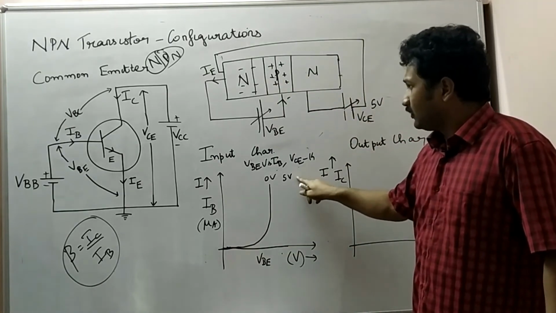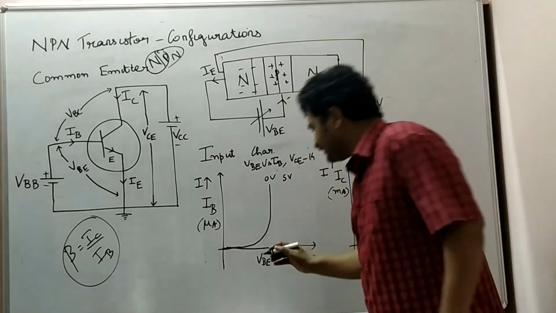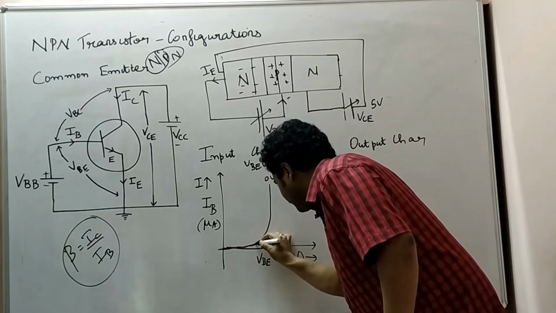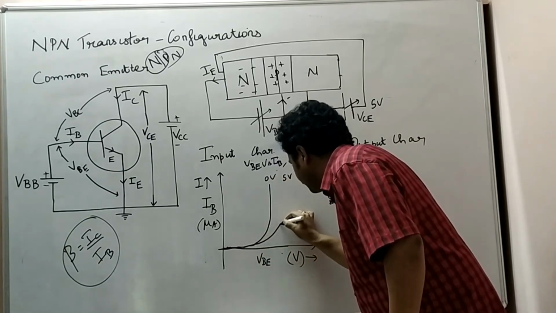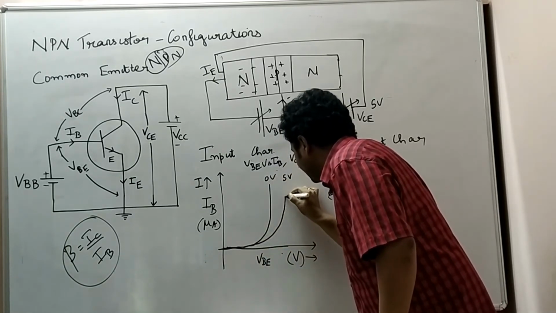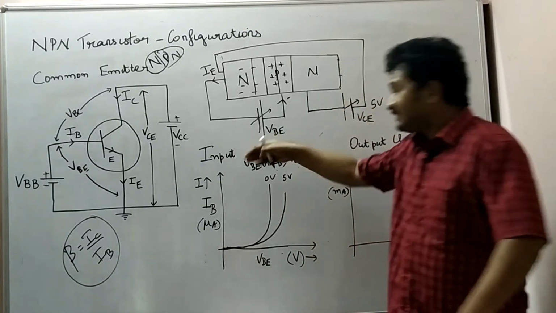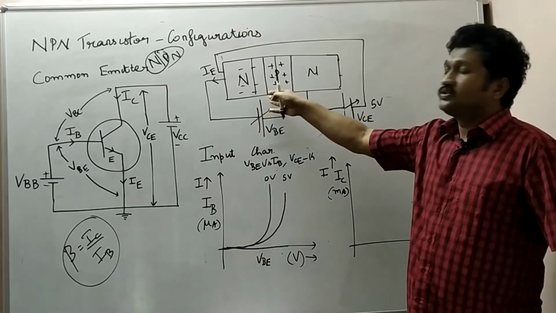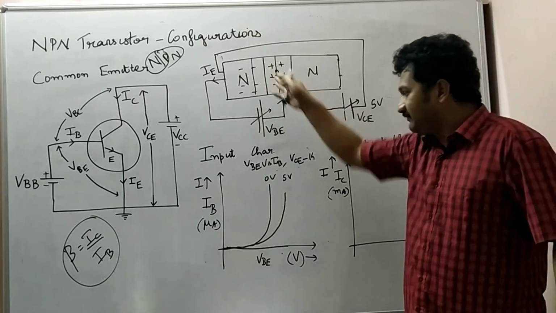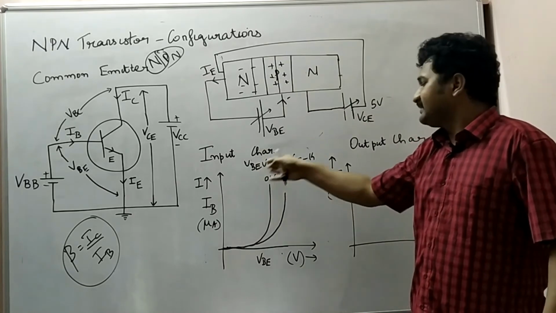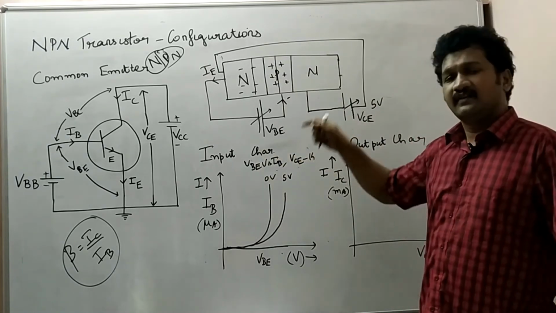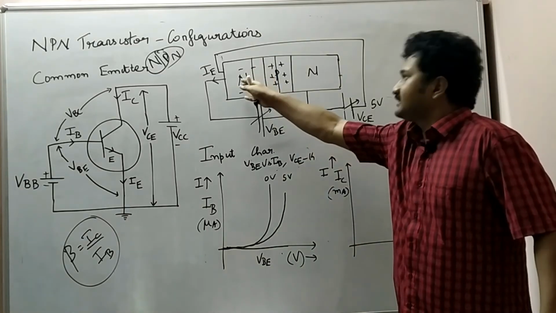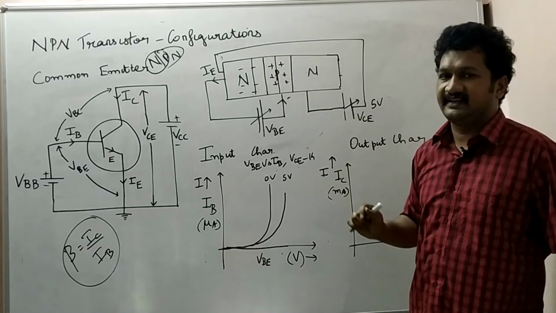We have kept it as 5 volt. We have some depletion region. Now VBE is increased. After reaching the cut-in voltage, base current starts to increase and it reaches a certain value, but lesser than the value of base current when VCE is kept at 0 volt, because there was no influence of the depletion region when VCE was 0 volt. Now when VCE is kept at 5 volt, there will be influence of the depletion region, so there will be lesser recombination of holes and electrons among this N and P region.